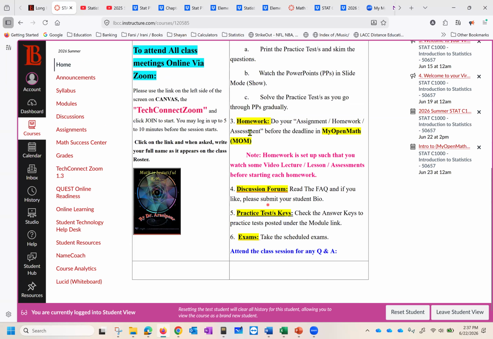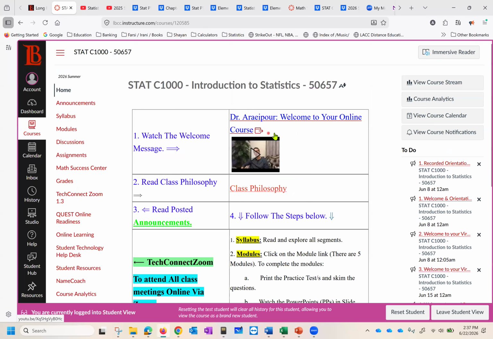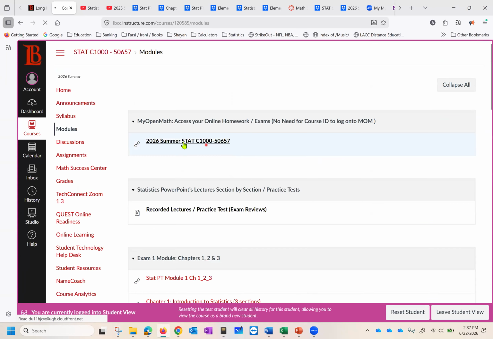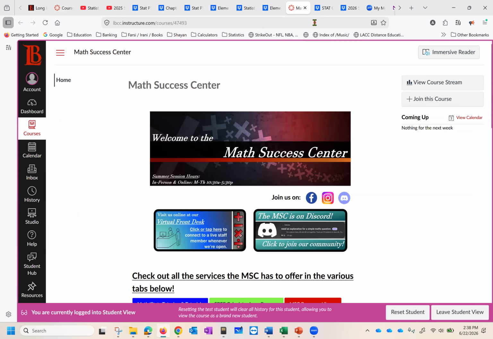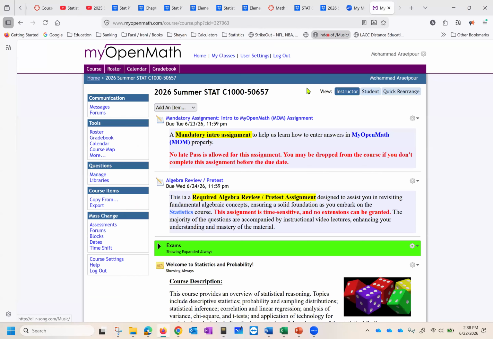So what about the homework and everything else? When you register, remember, under the modules, the very first one, you register with MyOpenMath. So if you register with MyOpenMath, it'll take you here. What do we find there? Let's go over that.